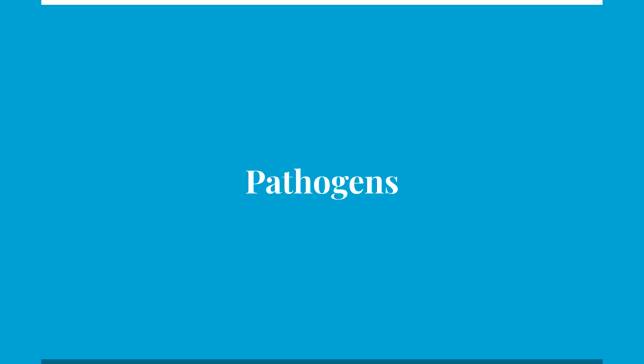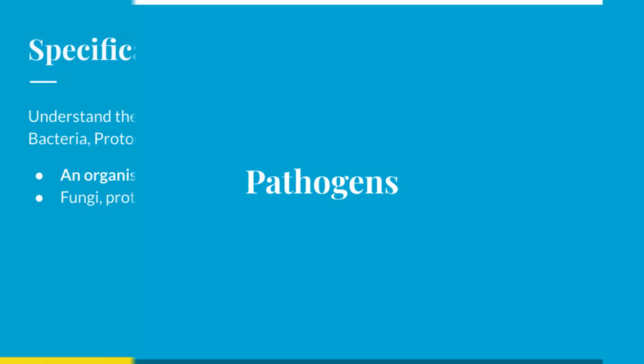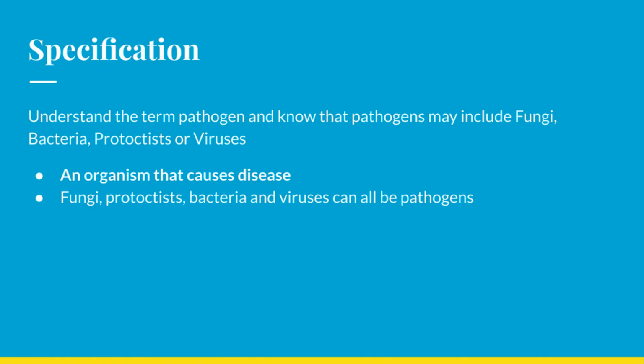So what are pathogens? By the end of this section, you should be able to understand the term pathogen and know that pathogens may include fungi, bacteria, protoctists, or viruses. A pathogen is an organism that causes disease, or is a disease-causing microorganism. Now, fungi, protoctists, bacteria, and viruses can all be pathogens.